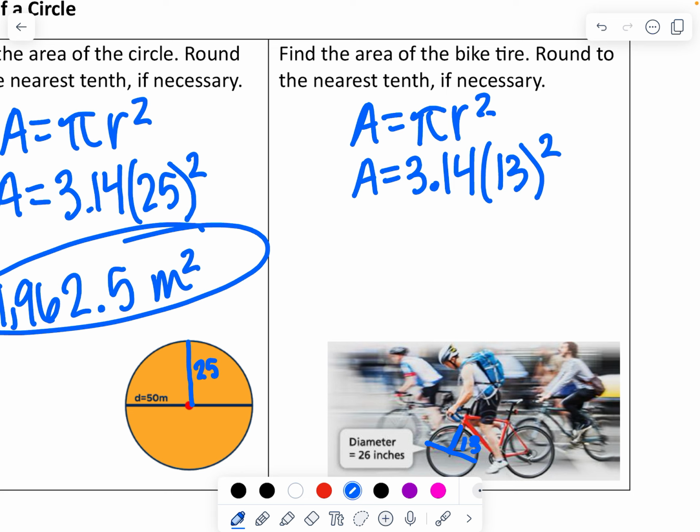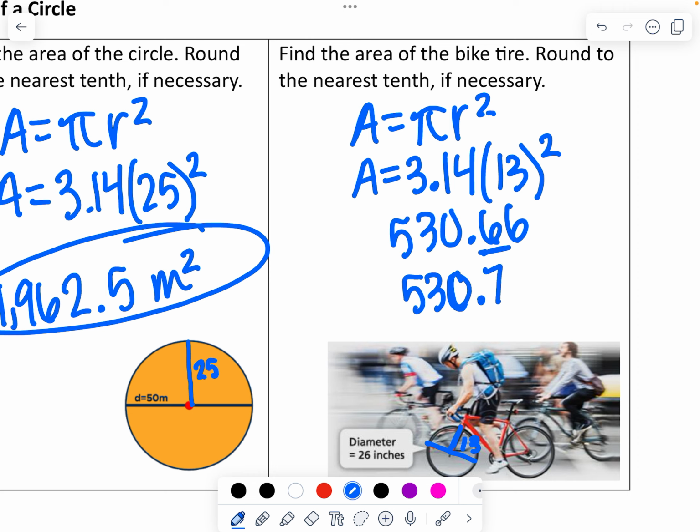Put that in your calculator. And you'd get 530 and 66 hundredths. We need to round that to the tenths place. So 530 and 7 tenths inches squared.